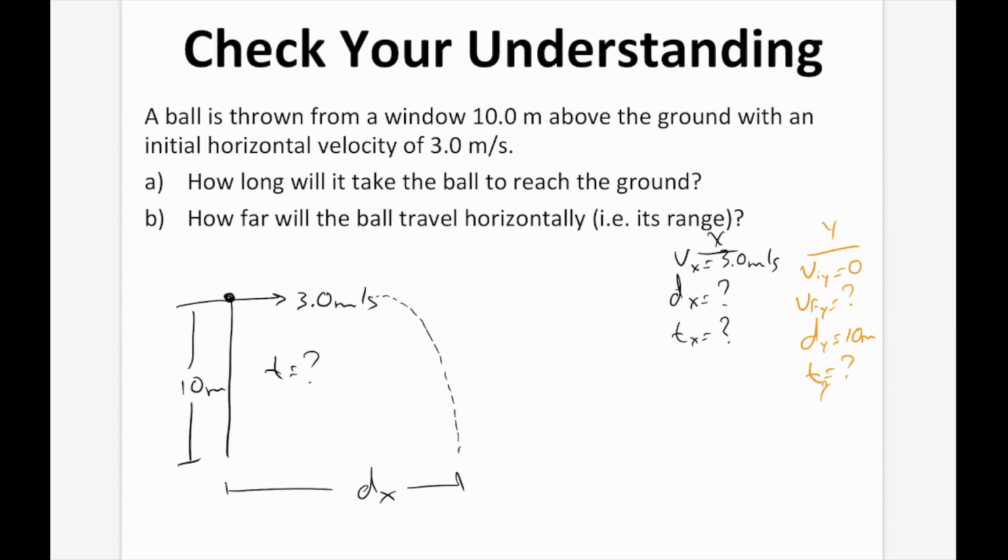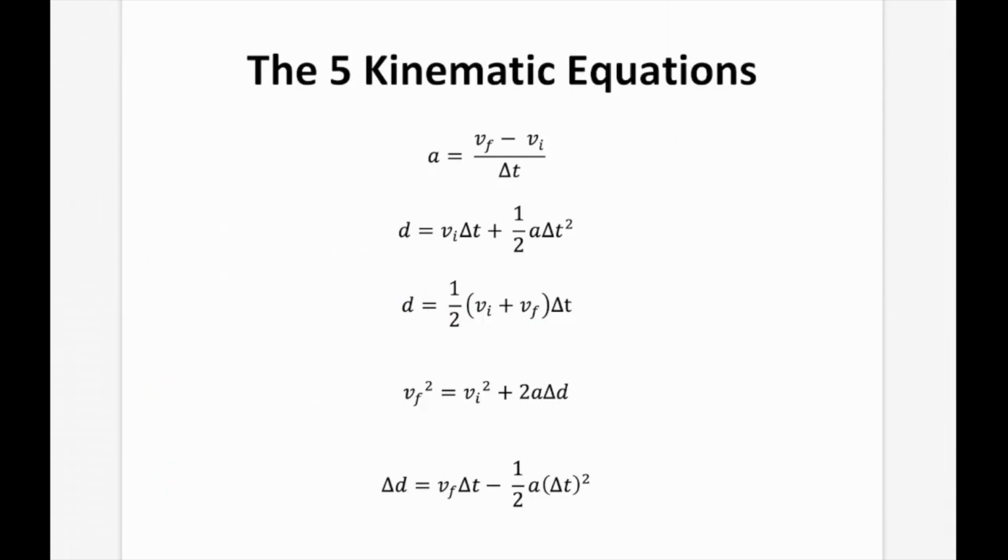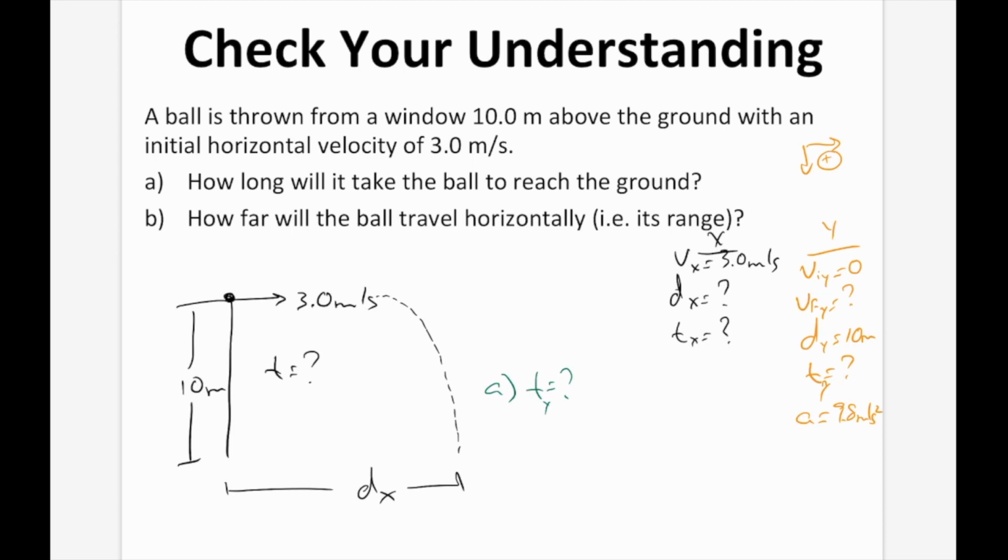So A asks, how long will it take the ball to reach the ground? So time is our question in our y direction. So we need an equation that has vi, d, t, and of course a, because a is 9.8 meters per second squared. We're going to say down and right are positive for this question. So let's go back to our kinematic equations and find an equation that has d, vi, a, and t in it. So what we're going to use is this one: d equals vit plus 1/2 at squared.